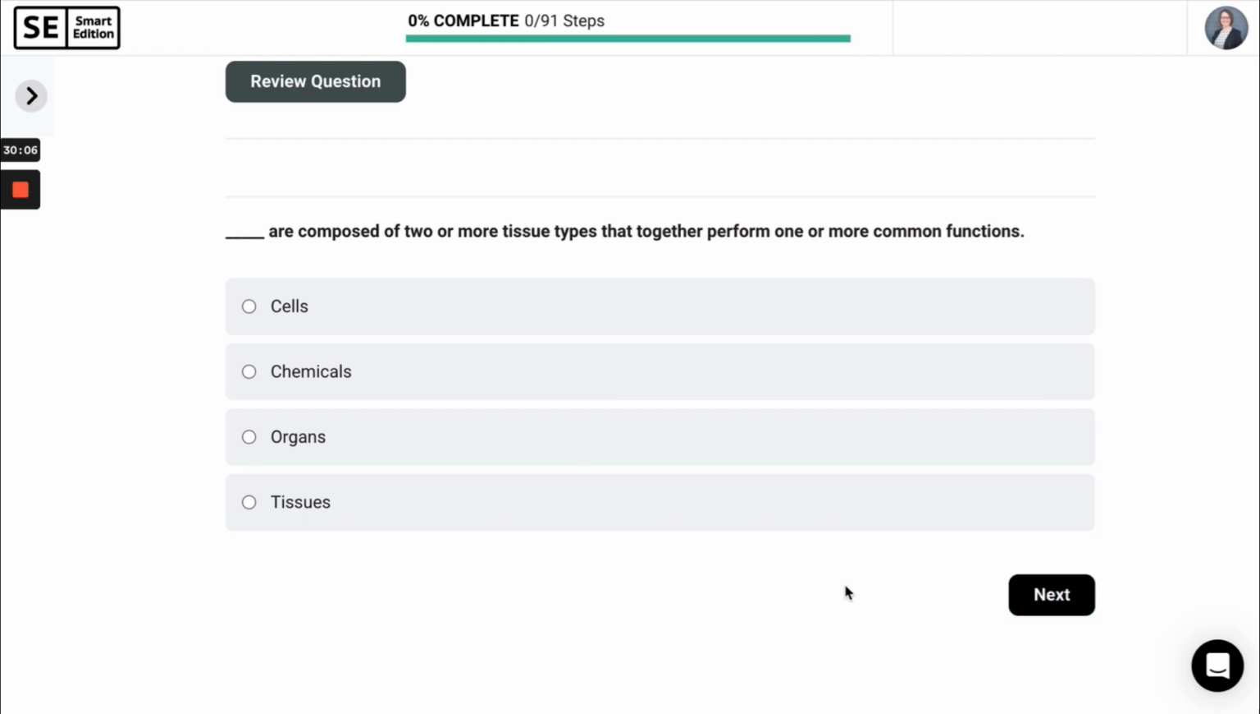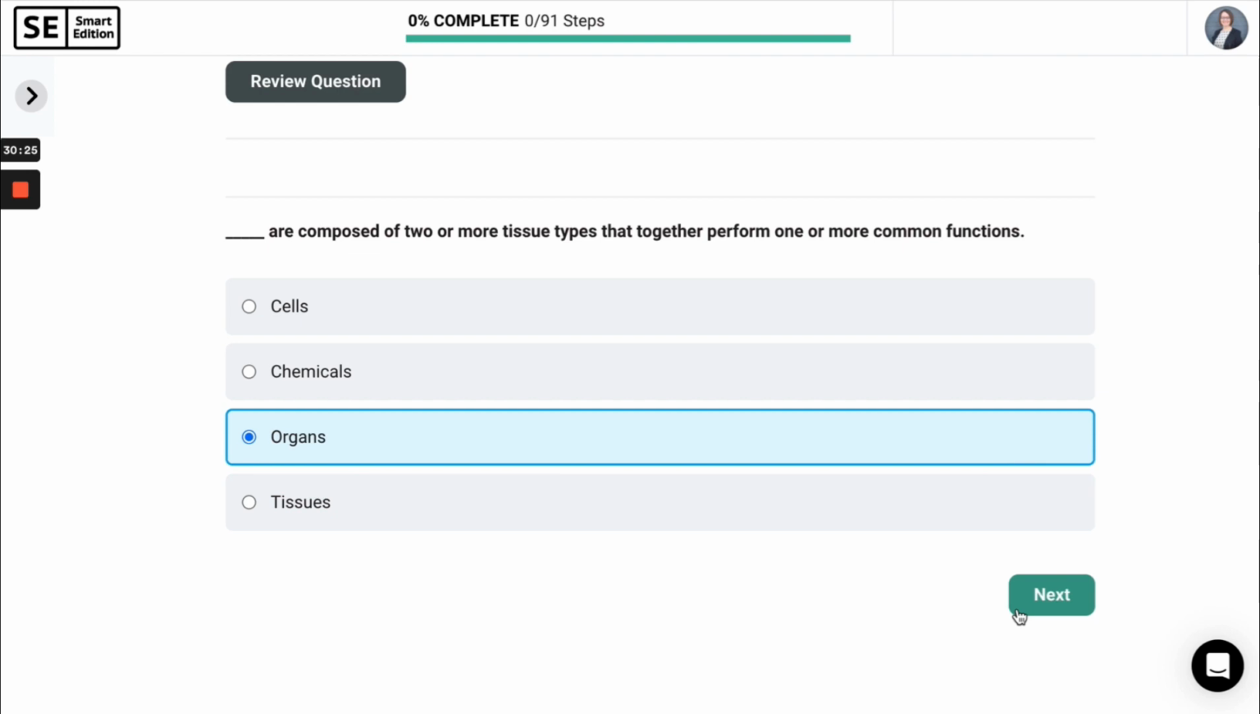Blank are composed of two or more tissue types that together perform one or more common functions. Is this cells, chemicals, organs, or tissues? The correct answer here is organs. An organ is composed of two or more tissue types that together perform one or more common functions. So for example, the heart is mainly composed of cardiomyocytes and connective tissue. And those tissue types work together to make the heart contract and pump blood.